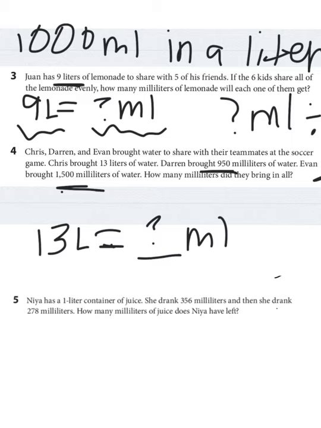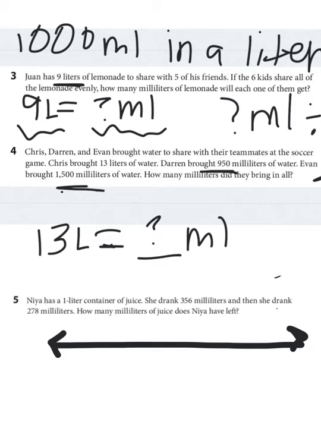So you'll want to start with a number line. And you can either start by adding the 2 numbers up, the 356 and the 278, or you can start with the 1,000 milliliters and subtract. So I'm just going to show you what that might look like. So you would start on your number line at 1,000, and then you are going to go backwards. First, you would take off 356, and then 278.